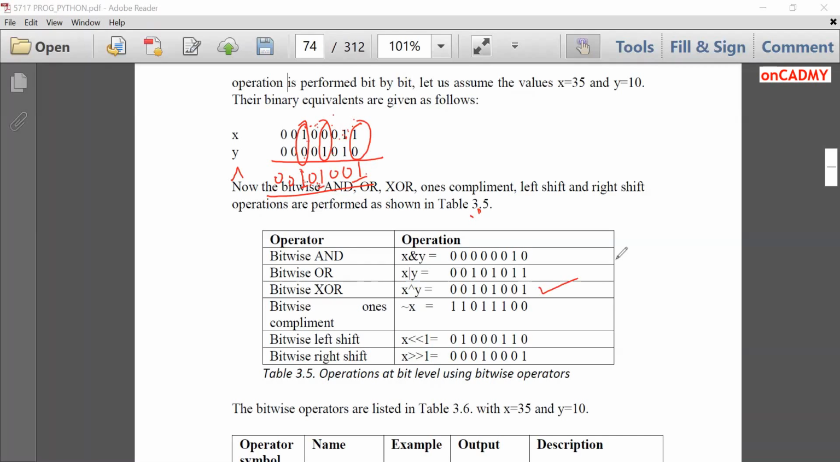Next is bitwise ones complement. It is similar to negation operation or NOT operator in logical operations. So for that, only one operand will be used, either x or y. If I use bitwise ones complement of x, then all the bits of x will be negated. In place of 0, there will be 1, and in place of 1, there will be 0. So this will be the output. You can check.